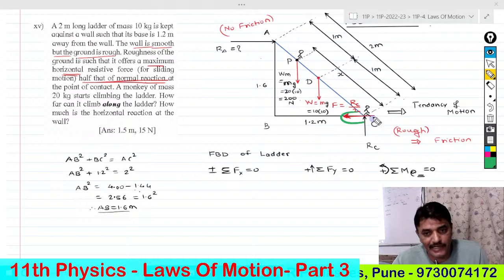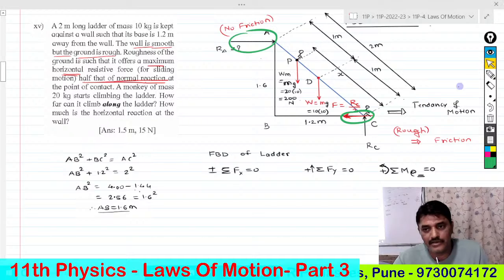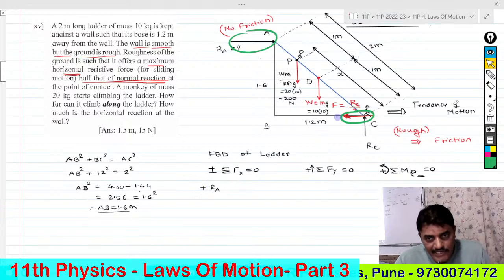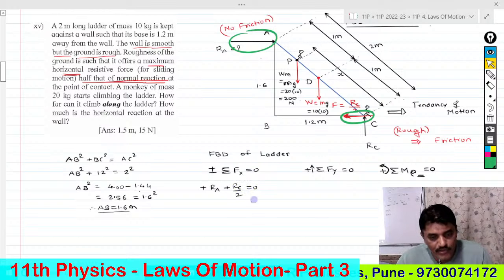Let me mark it. ये एक है और ये एक है, ये दो x direction के forces है. समझे? तो ये positive आएगा RA, and this is negative, which is RC by 2, correct? Is equal to 0, and eventually ये plus आएगा और ये minus आएगा ना. This is to be minus. So if I transfer it on the other side, that is going to give me RA is equal to RC upon 2.